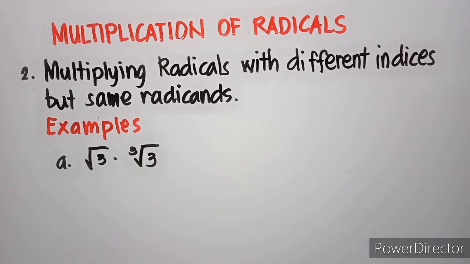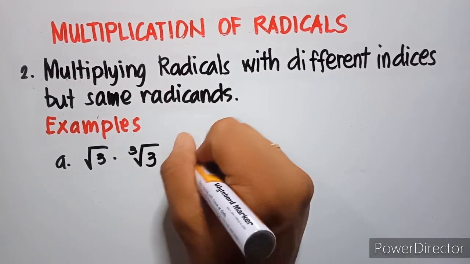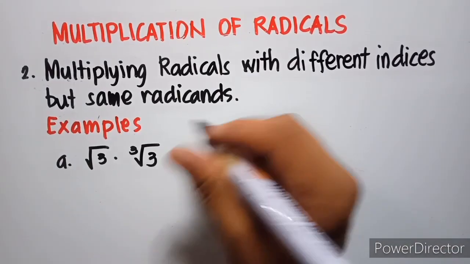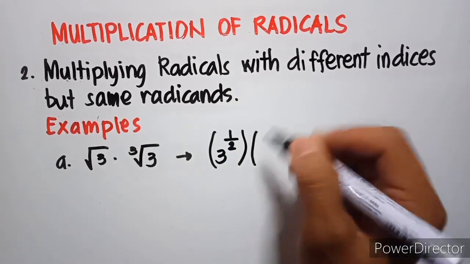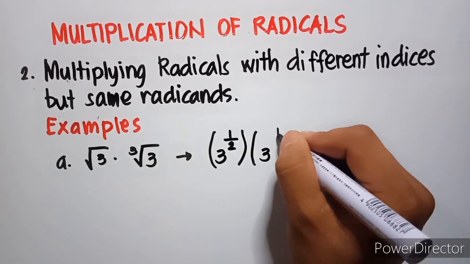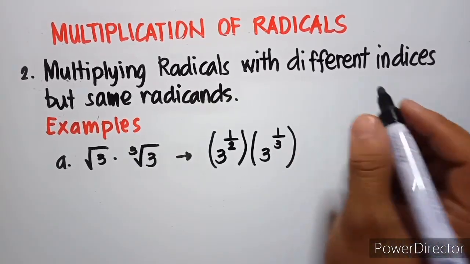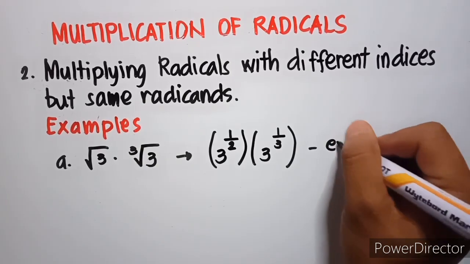Multiplication of radicals, number 2. Multiplying radicals with different indices, or yung magkaibang index, but same radicands. So, paano ginagawa iyon? Halimbawa, letter A. Square root of 3 times cube root of 3. So, the first thing that we are going to do is to convert this to exponential form. So, this will become 3. Ang square root ay 1/2. Okay? Times 3 raised to 1/3. Okay? So, convert this to exponential form.